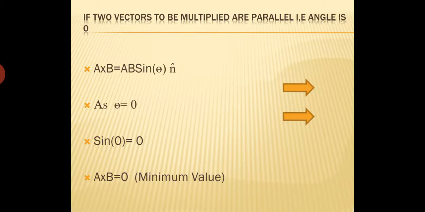If two vectors to be multiplied are parallel, that is the angle is 0, then A cross B is equal to AB sine theta. As the two vectors are parallel, theta is equal to 0, and we know that sine of 0 is equal to 0, and A cross B is equal to 0, which is the minimum value or 0 value.